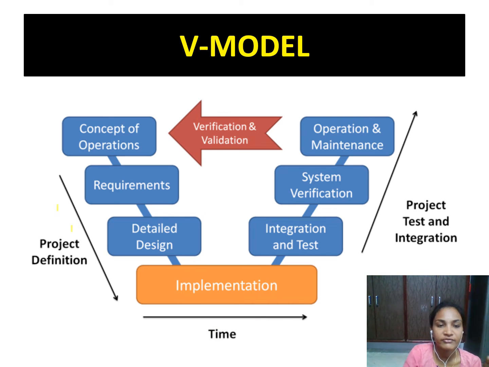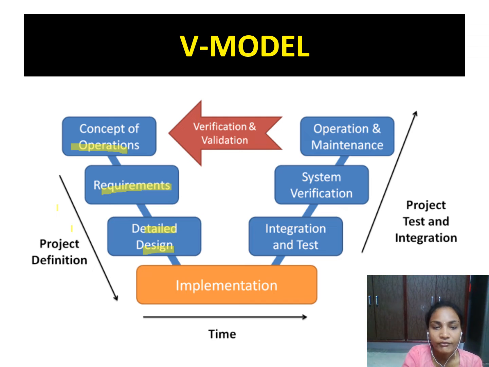Here, three steps come under project definition. The first is concept of operations, the second one is requirements, and the third one is detailed design. Now we can know about the concept of operations. Operations means under what operations we are going to perform the software project. The second one is similar and familiar to us, that is collecting of requirements, and the third one is making of the blueprint.